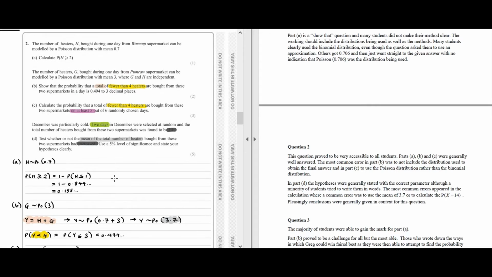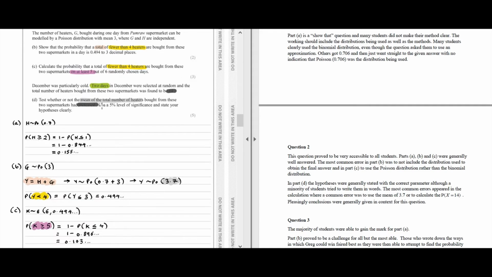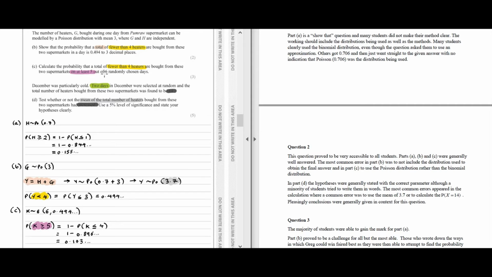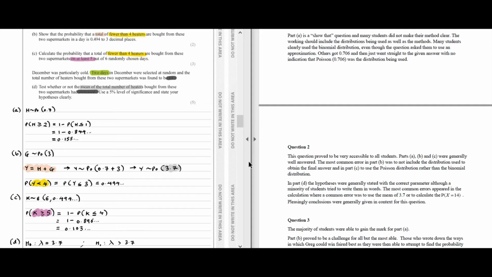So I think it was quite obvious that for part B you had to add, because we were talking about the total, and for part C we had to use a binomial because choosing each trial is independent.